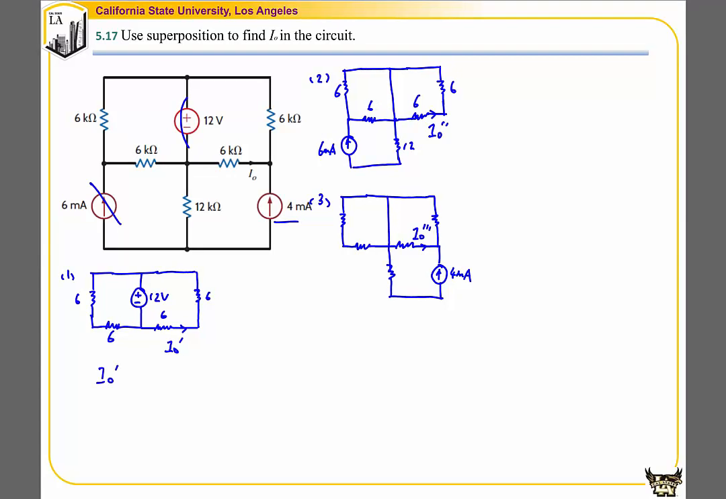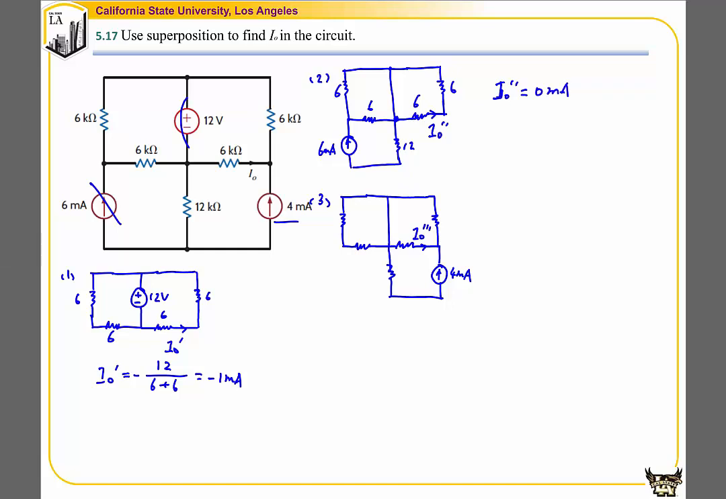I naught prime, that is equal to the voltage applied on there, that is 12 divided by 6 plus 6, but in the reverse direction. So we have a -1 milliamp. In the second part of the circuit, because this 6K and another 6K are shorted by this wire, we know that I naught double prime is equal to 0.